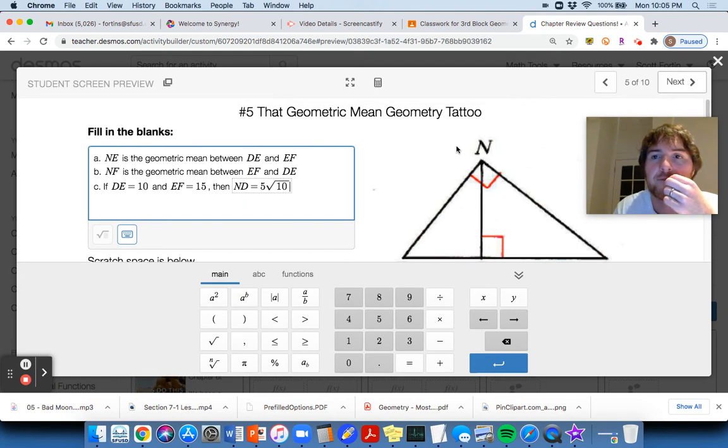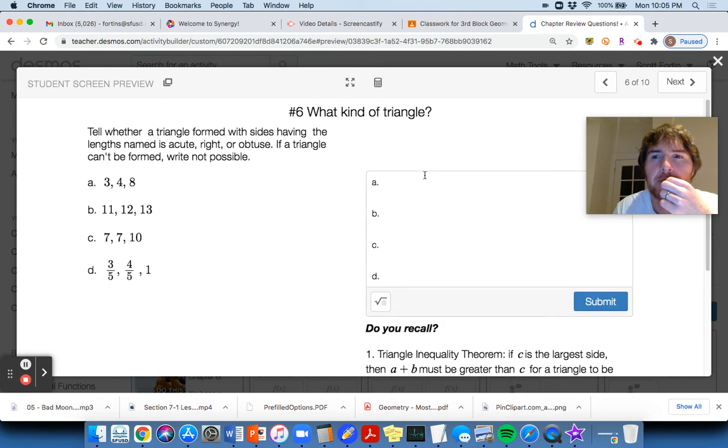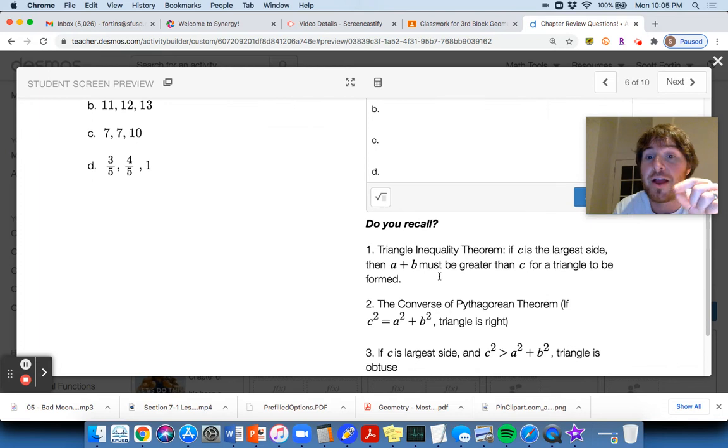Next one. And this, okay, what kind of triangle here? Okay, well here, be very careful with this one. If a triangle can't be formed, right, not possible. So remember, there's the triangle inequality theorem, which I remind you of here, that if you have a larger side, then the two smaller sides still need to be bigger. The sum of the two smaller sides needs to be larger than the largest side in order for a triangle to actually get formed, okay?